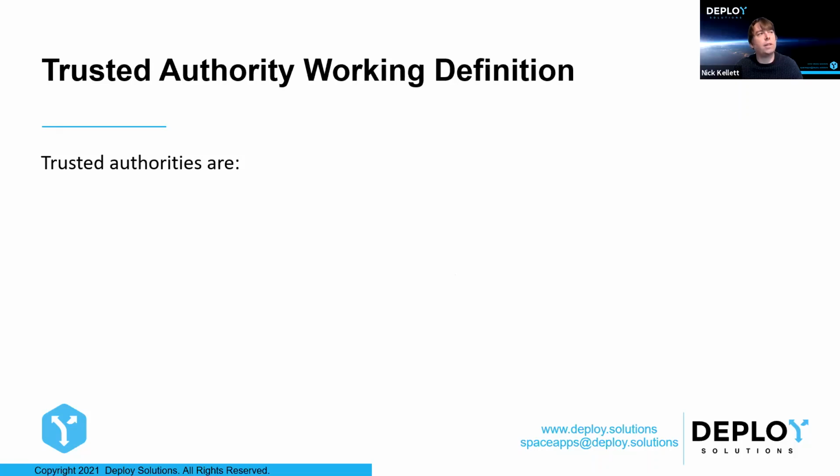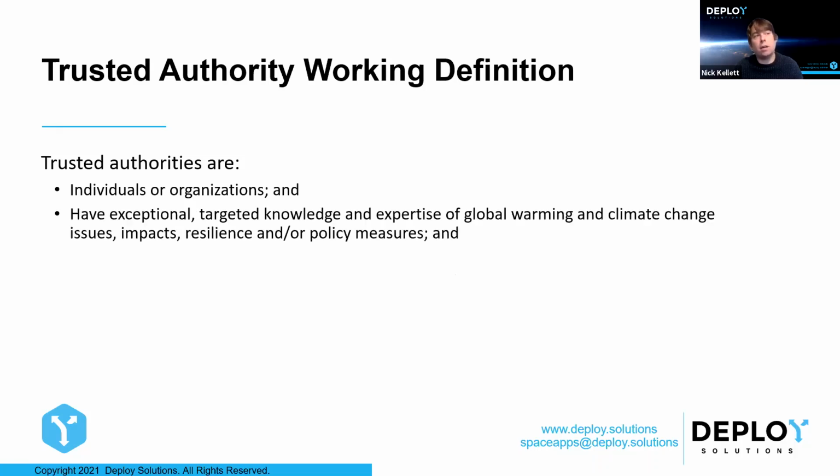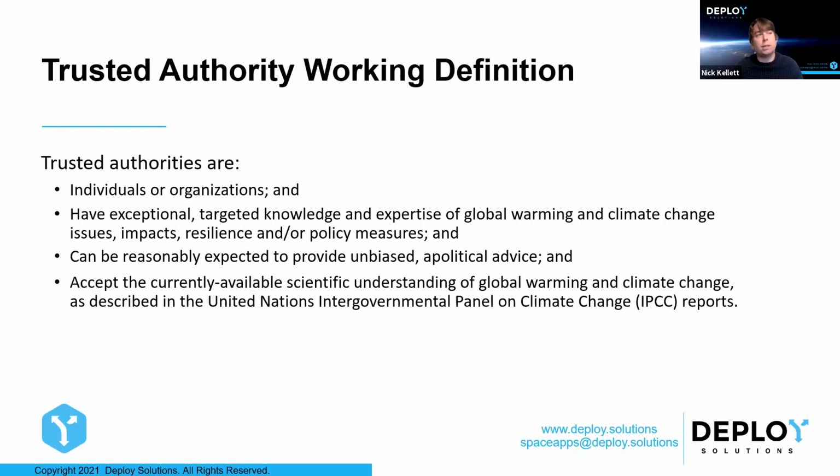We also asked for their help in coming up with a trusted authority working definition. This is a work in progress, but basically trusted authorities are individuals or organizations that have exceptional targeted knowledge and expertise of global warming and climate change issues, impacts, resilience, and/or policy measures. They can be reasonably expected to provide unbiased, apolitical advice, and they accept the currently available scientific understanding of global warming and climate change as described in the UN IPCC. So this is what we've come up with so far, and we're certainly open to suggestions.